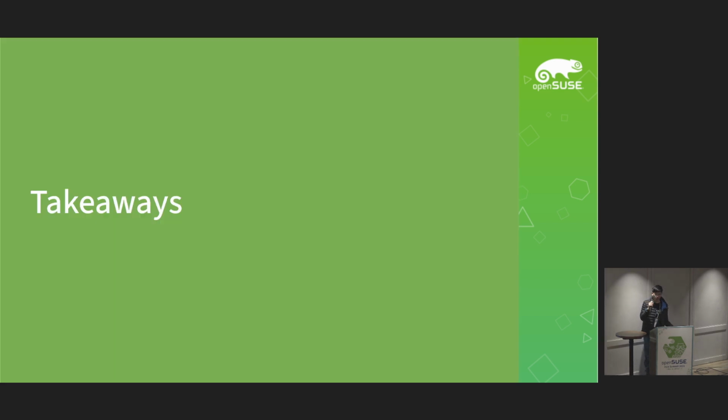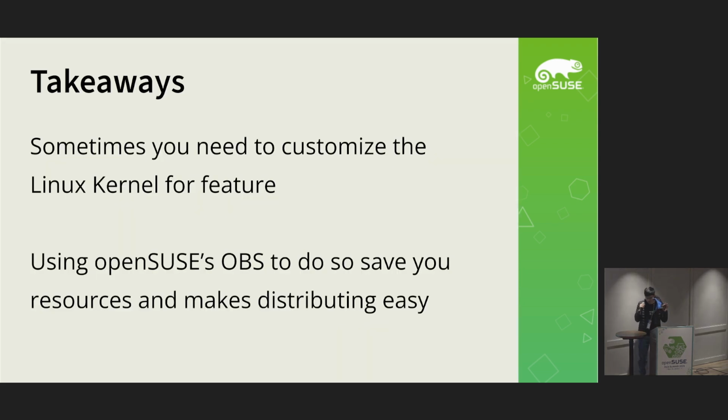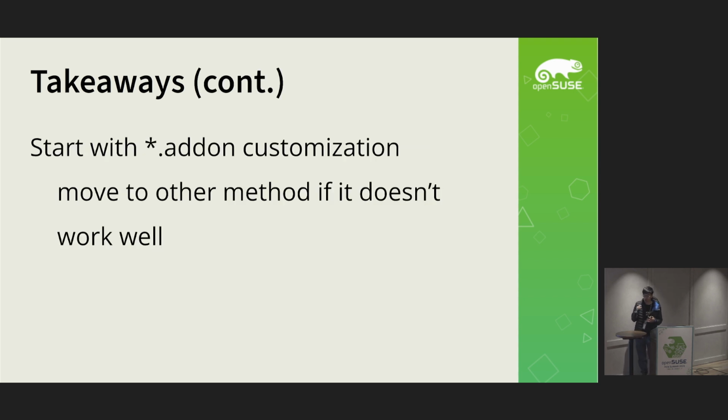And that covers all the methods to customize the kernel. And now I'll go into the takeaways. So, long story short, sometimes there are requirements that you have, and they can only be met when you customize the kernel. So when you do that, it's a pretty good idea to use OBS to help you with that. And when you do, one of the best methods, I think, is to go with the add-on method. And if you find that to be too restrictive, or maybe it's too much, you can try to move to the other two methods and see if that works for you.